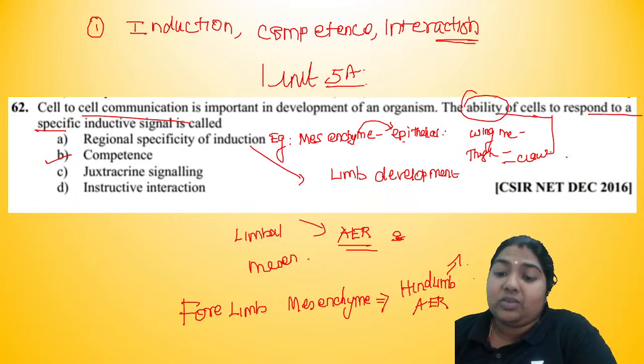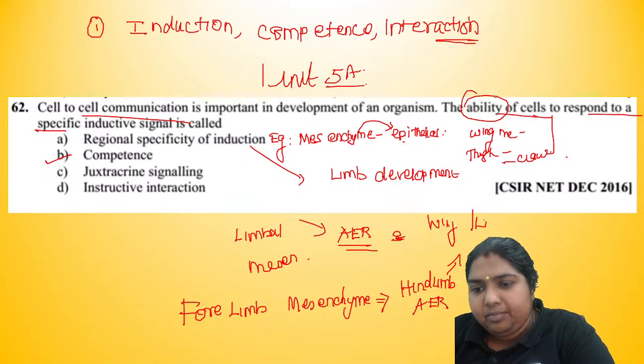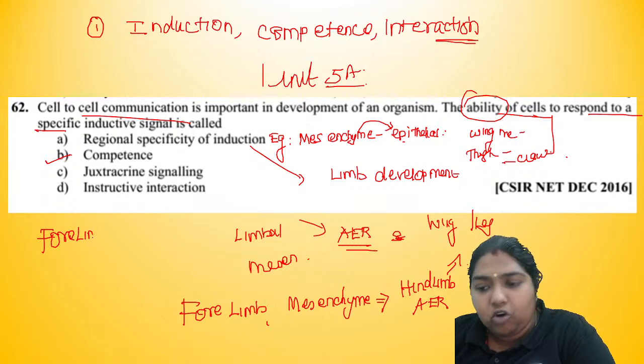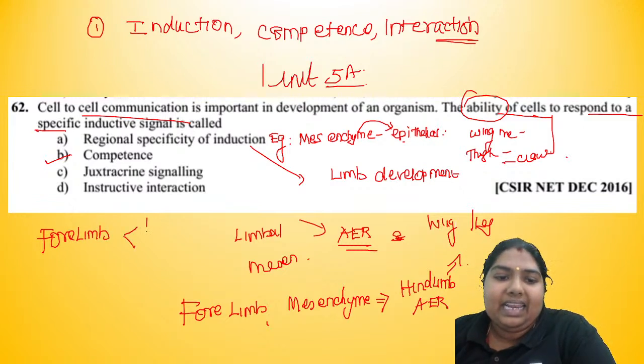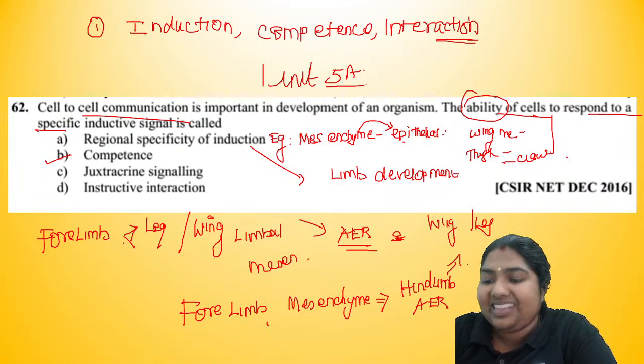So it is going to develop into a wing or a leg. Between, tell me what? Yeah, it is going to develop into a forelimb. So that is my next question. So forelimb, okay, it is going to form leg or wing. Normally, forelimb means it is representing the leg or the wing.